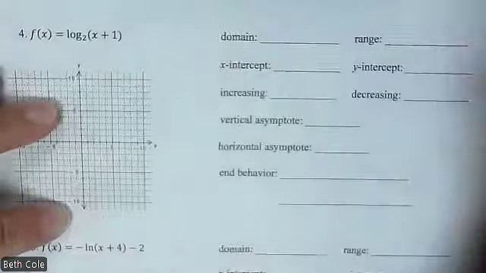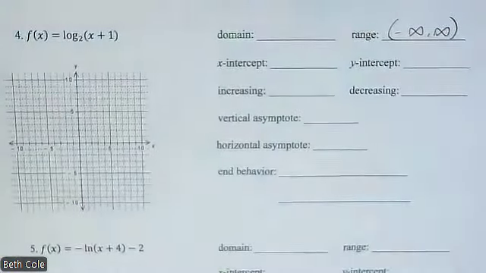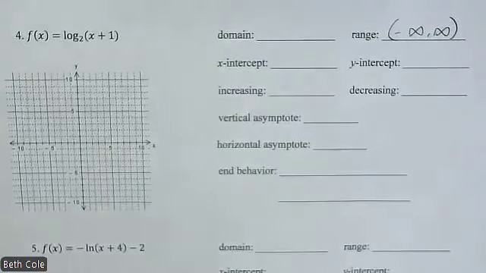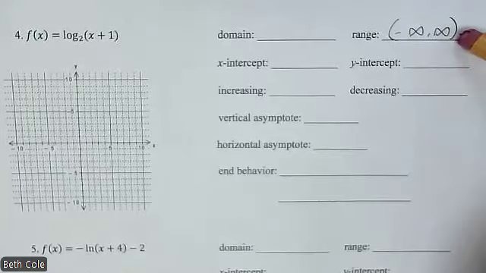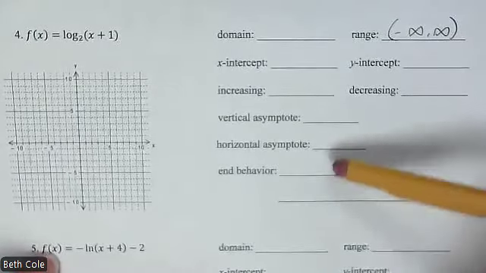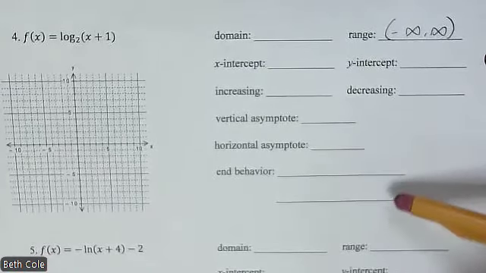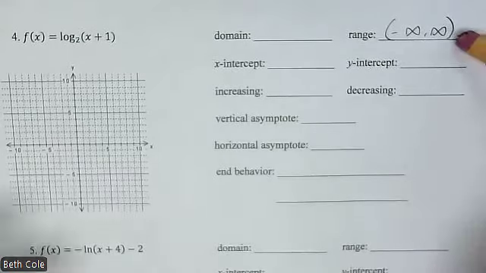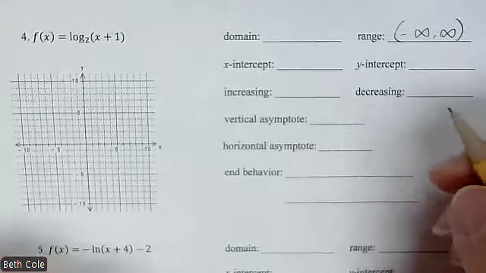For log graphs, your range is all reals. It's an automatic answer. Also, and listen to me on this one, that means one side goes up and the other side goes down. So when we get to our end behavior, one side is going to be positive infinity and the other side is going to be negative infinity. Do you get what I'm saying? Because your range is all reals. And then we're going to do either vertical or horizontal asymptote.